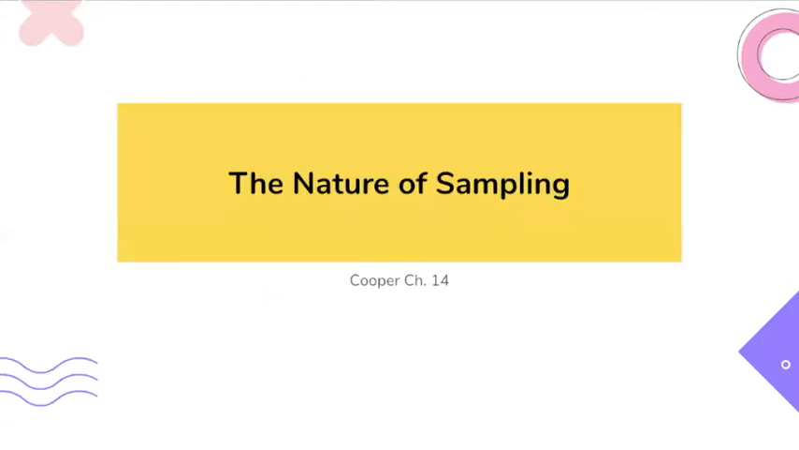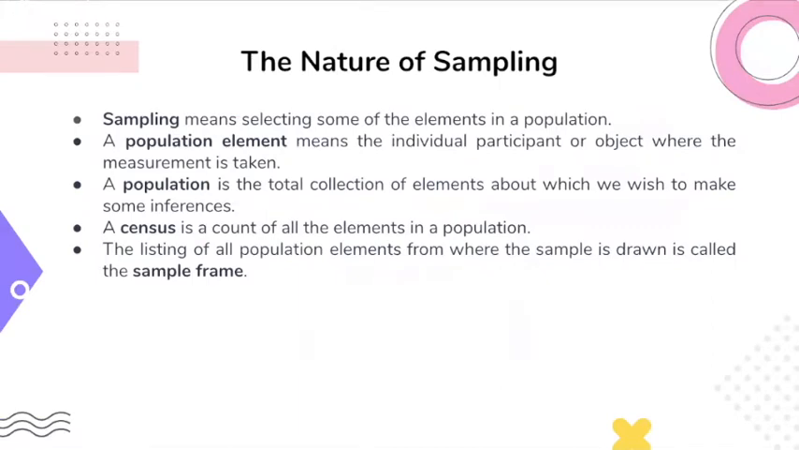Next, we'll be moving on to the next reference book, which is the Cooper chapter 14. So I'm going to explain the first part of the Cooper chapter 14 book. We have the nature of sampling. The basic idea of sampling is that by selecting some of the elements in a population, we may draw conclusions about the entire population.